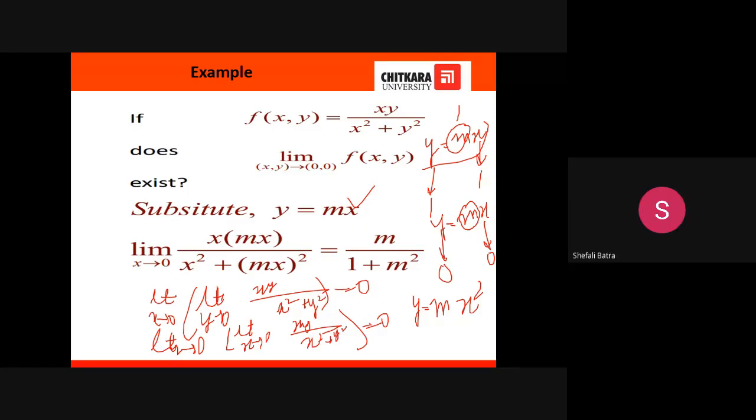See, here you are getting the same value, but when you put y is equal to mx, it is dependent upon m. It is not equal to 0. So that is why limit does not exist. Okay, ma'am. Thank you, ma'am. Any other doubt?